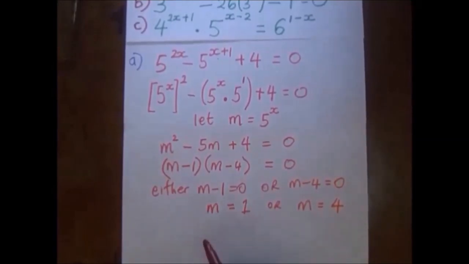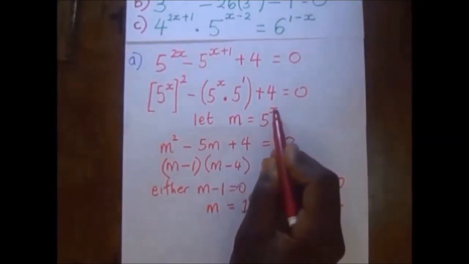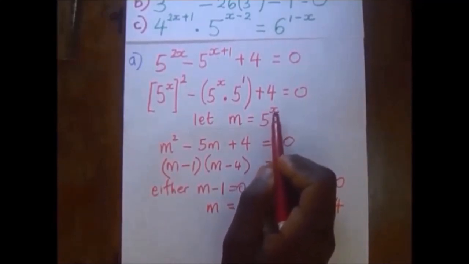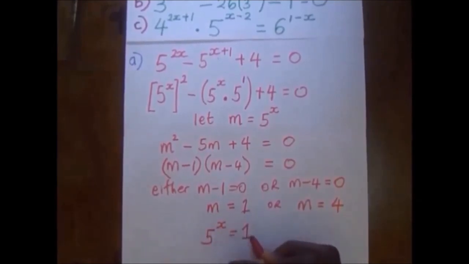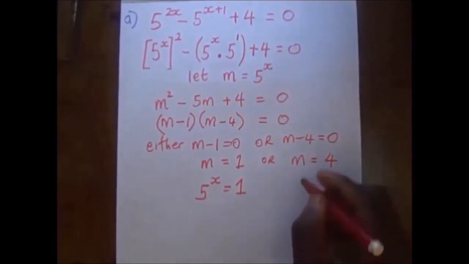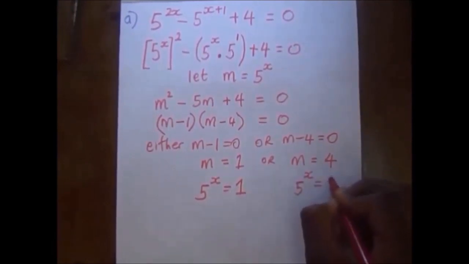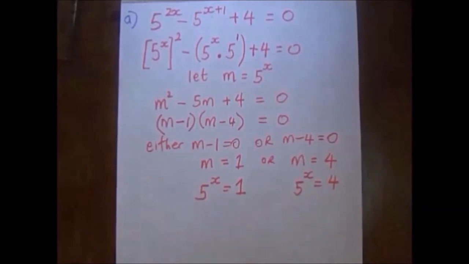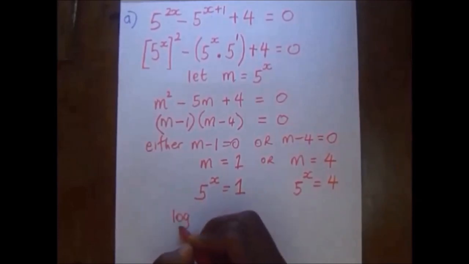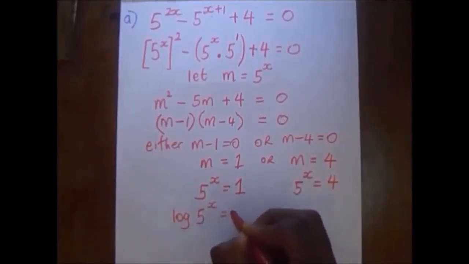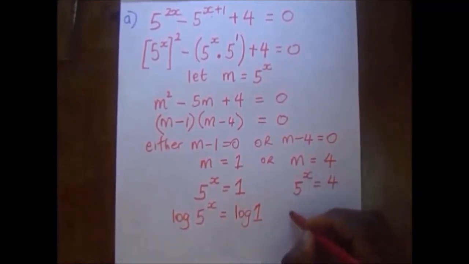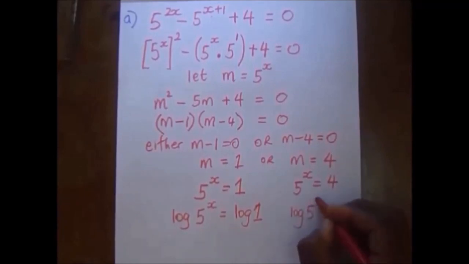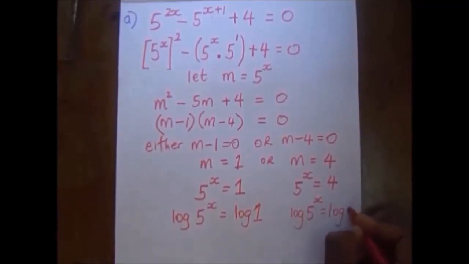But remember, we said that this m is equal to 5 to the power x, and we're interested in finding x. So we substitute for m in this expression and say 5 to the power x is equal to 1 here, and there 5 to the power x is equal to 4. So after introducing that, we introduce logarithms on both sides. Here the log of 5 to the power x is going to be equal to the log of 1, and even here we say log of 5 to the power x is equal to the log of 4.